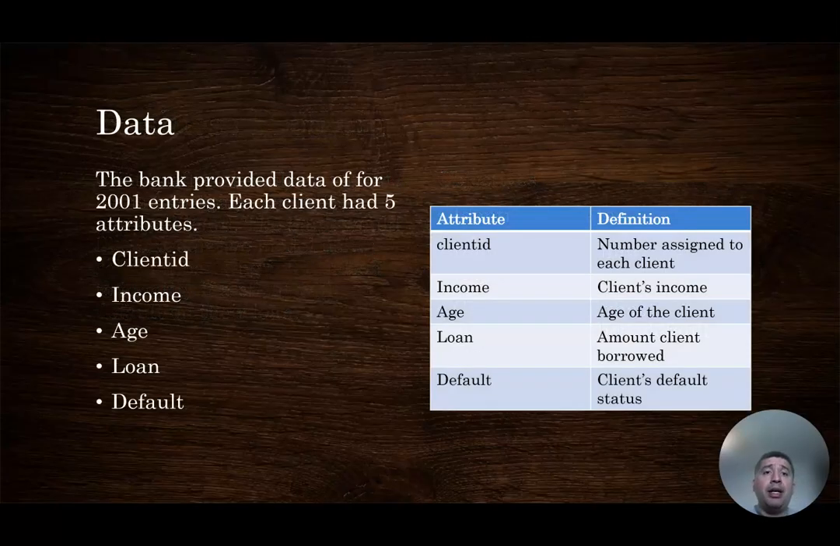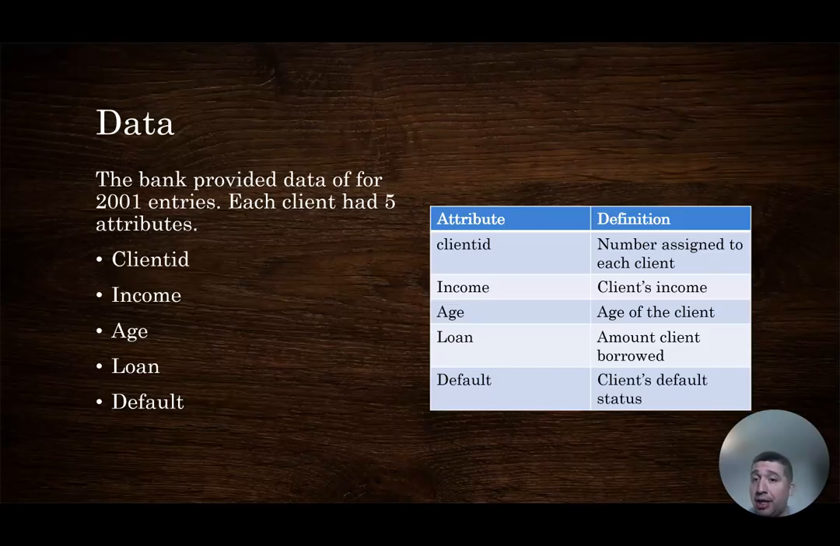So the data that we were given from the bank is 2001 entries. Each client had 5 attributes with the information we were given. So the client ID is an ID number that is assigned to every client. There's no names given. The next one is income. Income is the annual earnings that the client has that we can identify if that was an issue with their loan default. And then age.